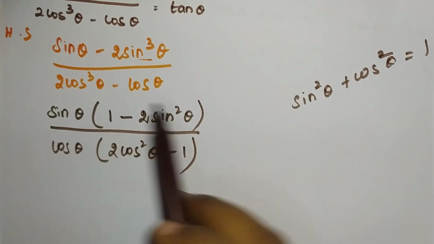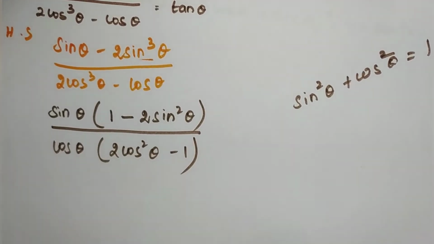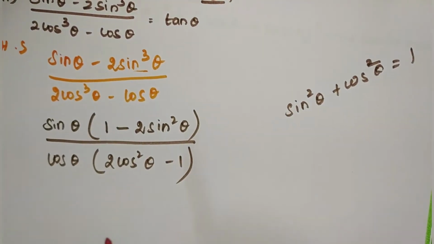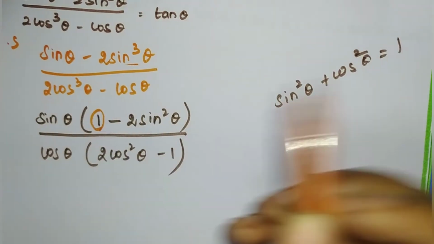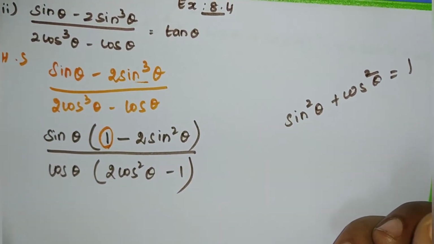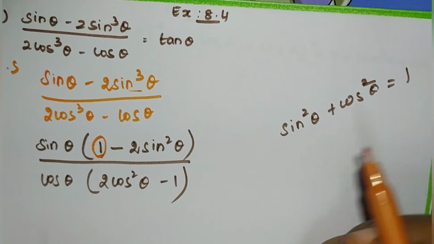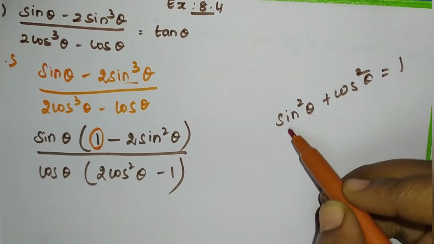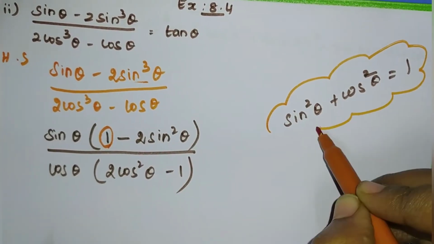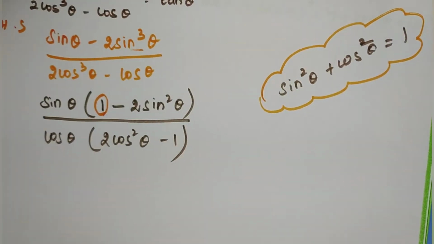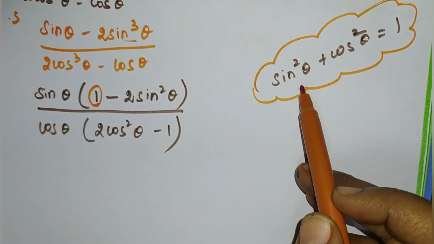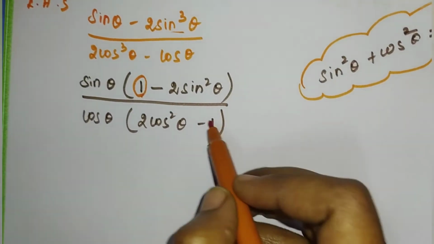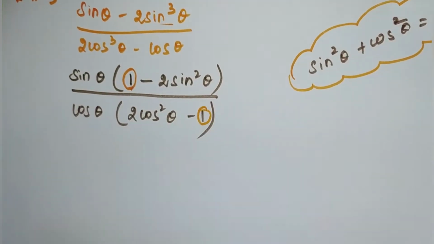Instead of that, how can we simplify everything in the simplest form? In that case, instead of 1, we can substitute a trigonometric identity, because we want everything in terms of sine and cos only. So I'm going to choose this identity itself. Instead of 1, I'm going to substitute sin square theta plus cos square theta.